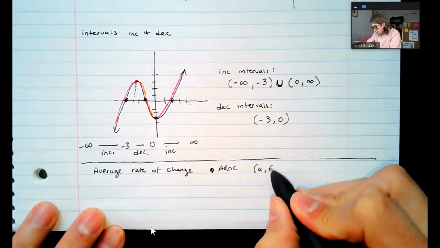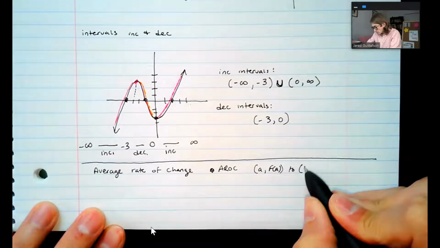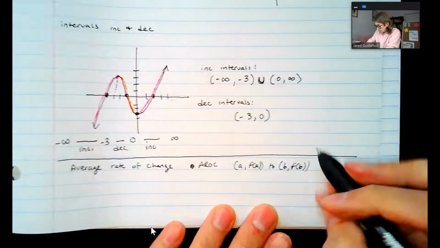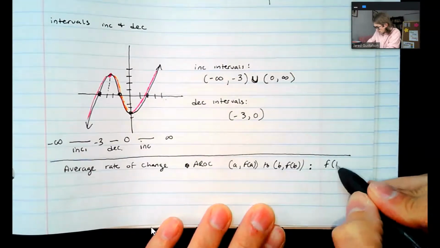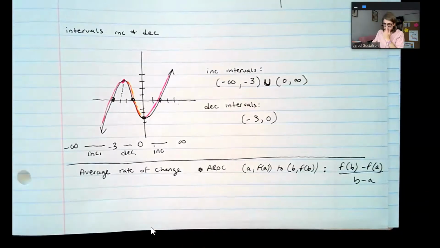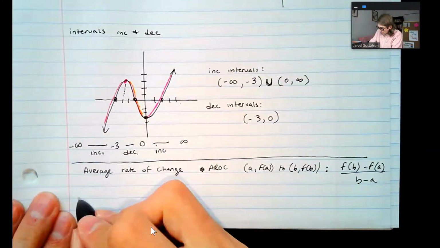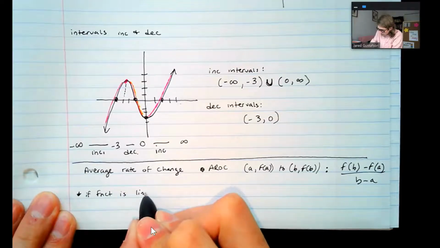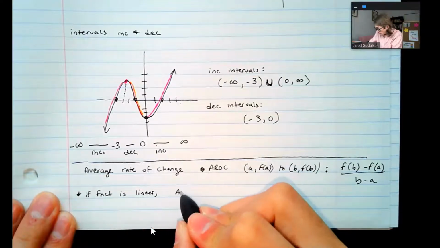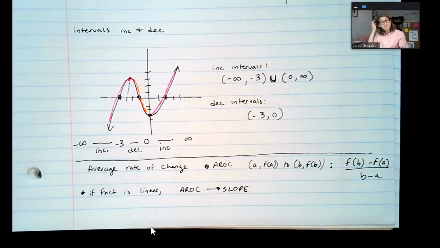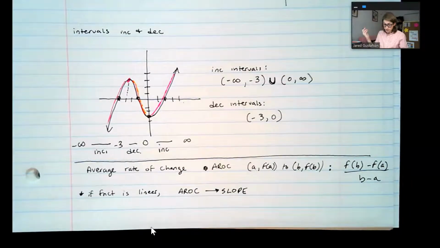Thinking about it from the point (a, f(a)) to (b, f(b)), two random points. This might look familiar if you think about it hard enough. What is the average rate of change? f(b) minus f(a) over b minus a. Now you might say to yourself, that feels familiar. That's because if the function is linear, average rate of change is simply the slope. For lines, average rate of change is the slope.